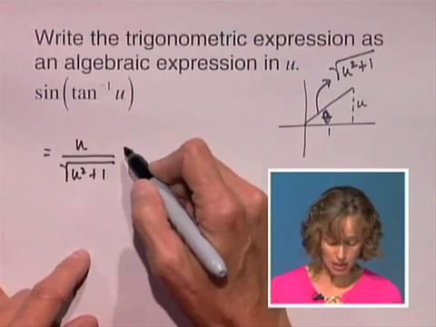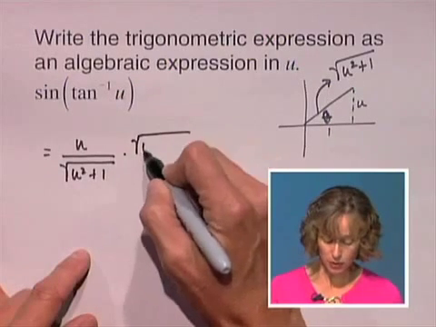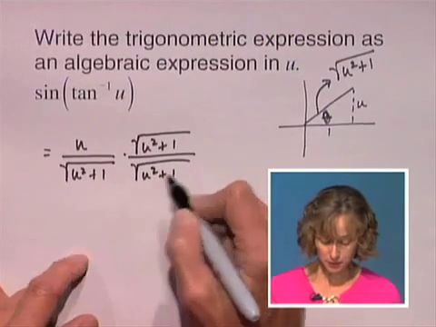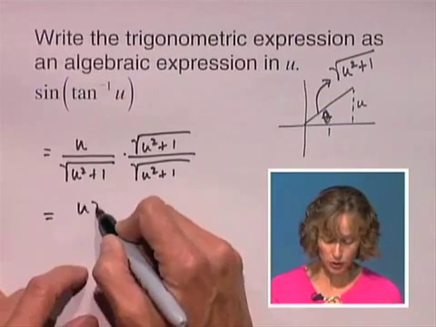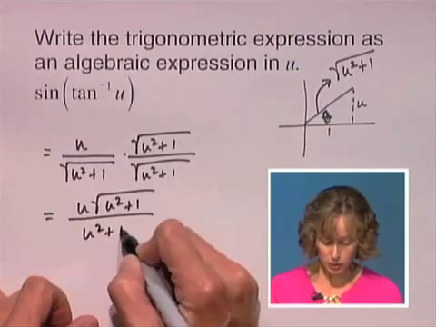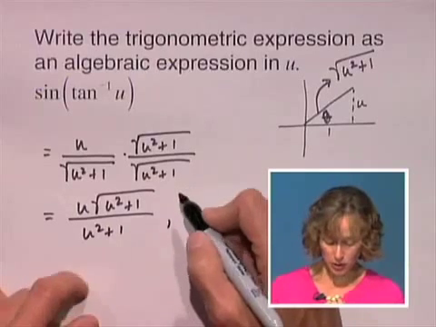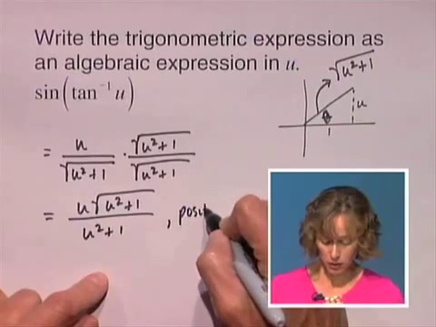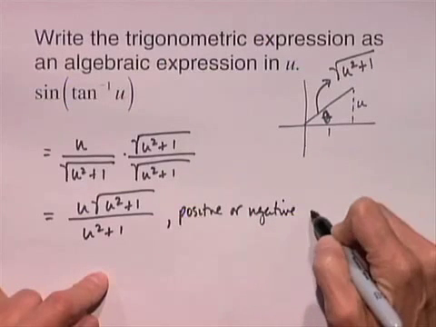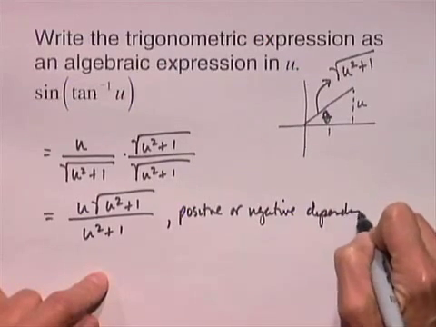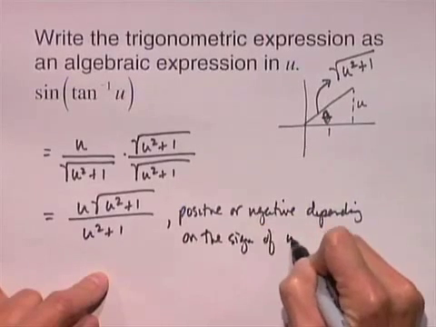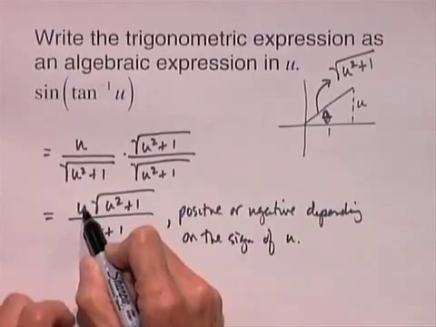If I rationalize the denominator, I multiply the numerator and denominator by this radical, and I end up with u square root of u squared plus 1 over u squared plus 1. And I'll just make a note, it could be positive or negative depending on the sign of u, since there's a u right here.